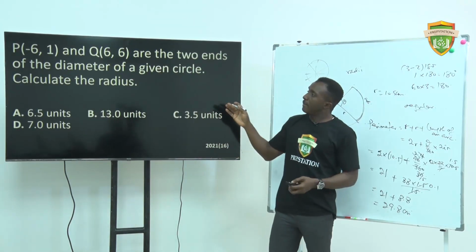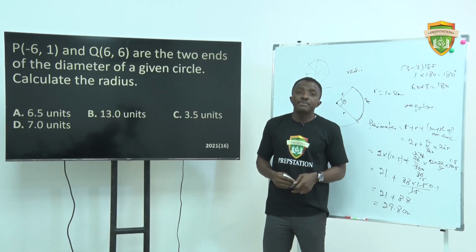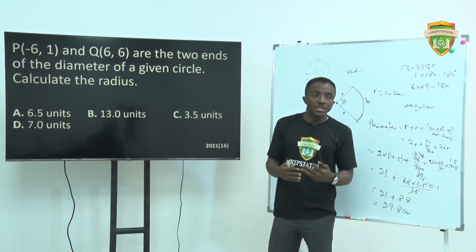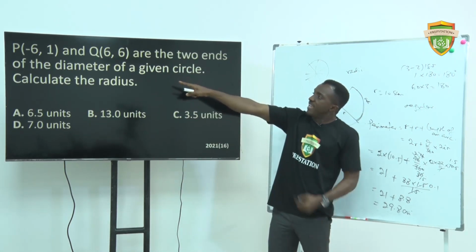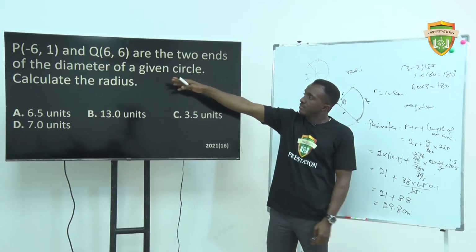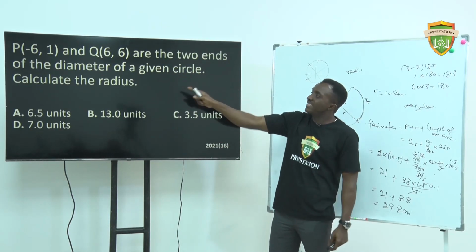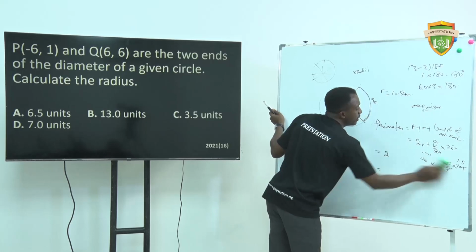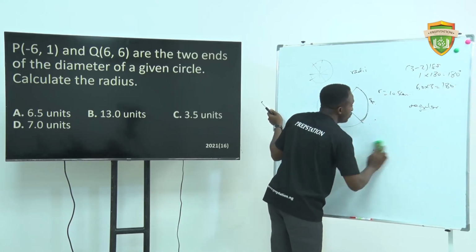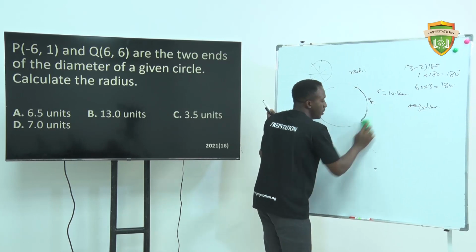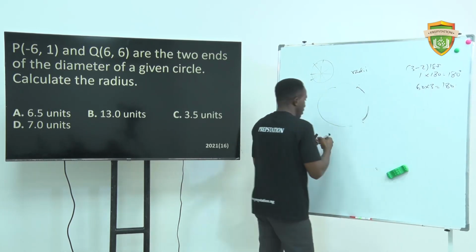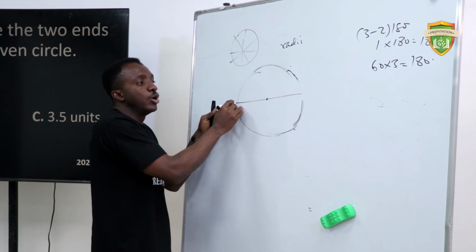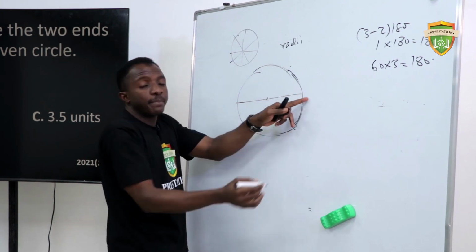Now this is another very interesting question. This is under coordinate geometry, one topic under geometry and trigonometry. P and Q are points with coordinates. They are two ends of the diameter of a given circle. I'll quickly give you the formula to find that. We already have a circle here, so let's use it. A diameter is simply a line drawn from the circumference through the center to another part of the circumference.